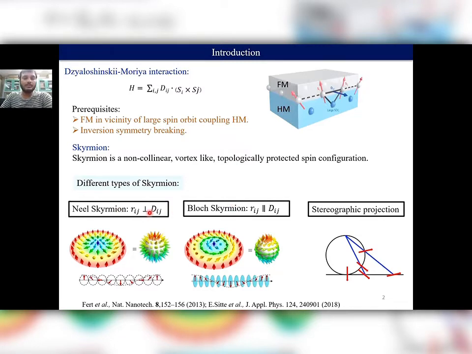The Néel skyrmion is present basically in thin films, where Rij is perpendicular to Dij. The Rij is basically the displacement vector between two neighboring spins, and the Bloch skyrmion is present in bulk material when Rij is parallel to Dij.